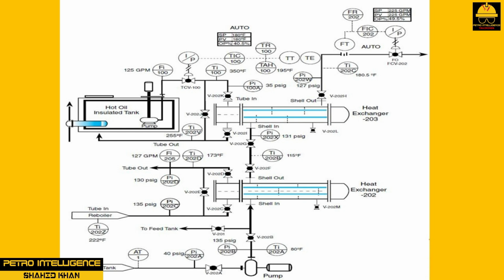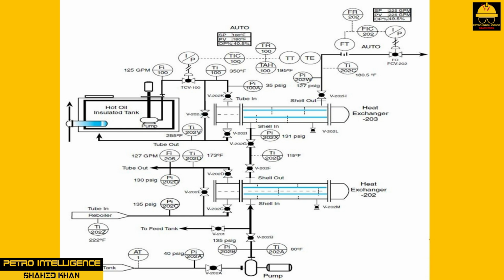6. Set FIC 202 to 50 GPM and put in auto. 7. Open V202B, V202F, V202G, V202H. Carefully monitor instrumentation. 8. Close V201. The feed pump has been circulating the feed and is now entirely lined up to the process at 50 GPM.